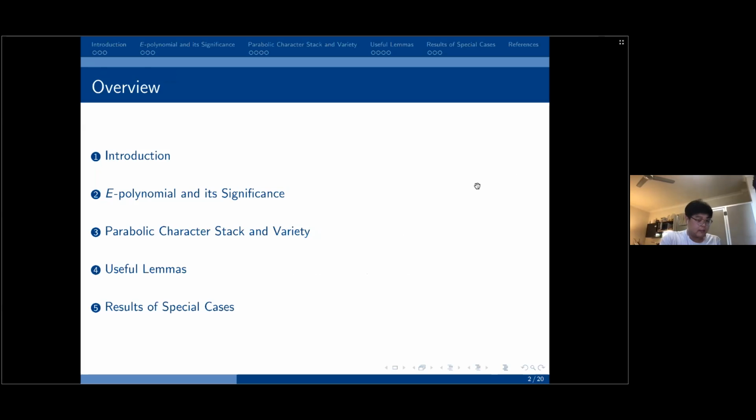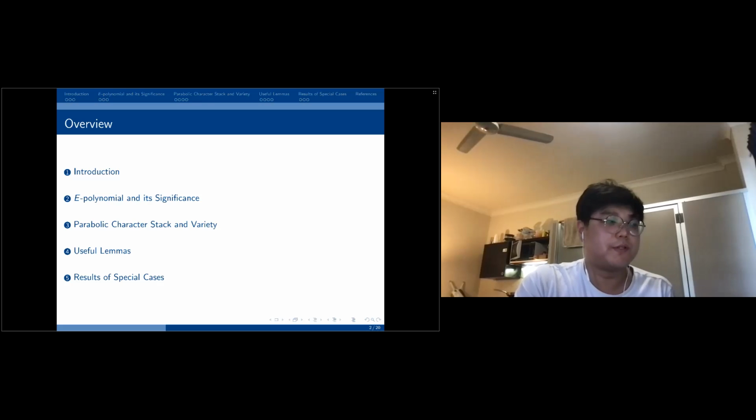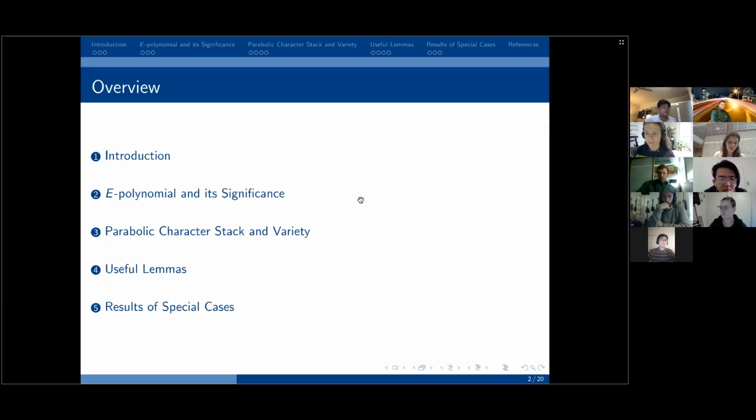At first, I'll give a brief notion of character stacks and varieties. And then I'll define the E-polynomial, which is a useful tool in this research, and give some properties to say why this is significant. And then I will define the parabolic character stack and variety, which is the major object in this talk. And then I'll give some lemmas and some results for specific cases.